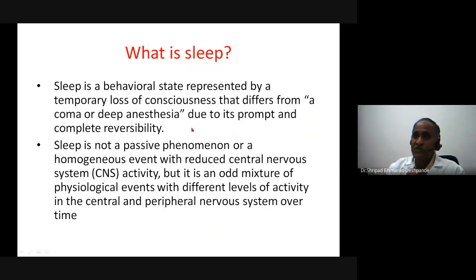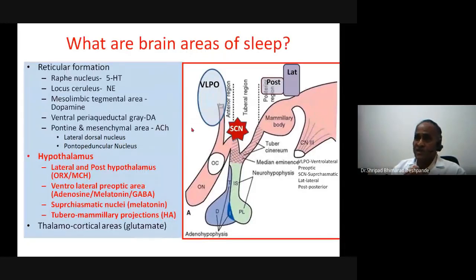Now, we move to the next question. What are the brain areas of sleep? We have three areas of sleep for which there is a lot of research and documentation. The first is the reticular formation. The second is the hypothalamus. The third is the thalamus and cortical projections, or thalamocortical projections.